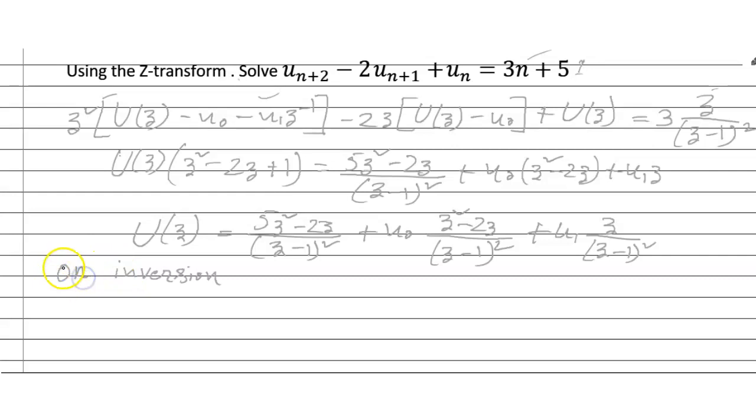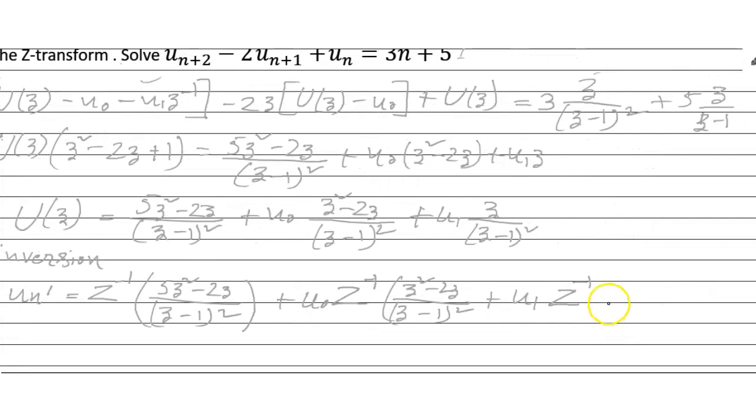On the inversion formula, we get small un equals z inverse of (5z square minus 2z) divided by (z minus 1) whole square, plus u0 into (z square minus 2z) divided by (z minus 1) whole square, plus u1 z inverse of z divided by (z minus 1) whole square. This is the formula; this is where I apply inversions.